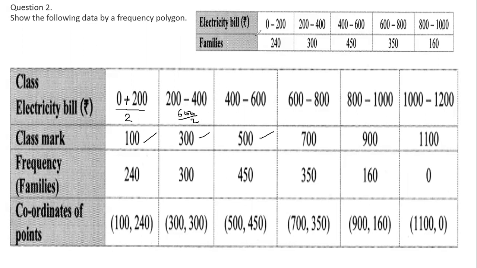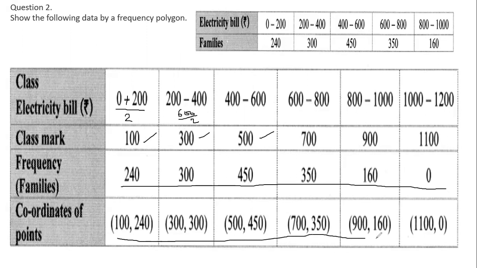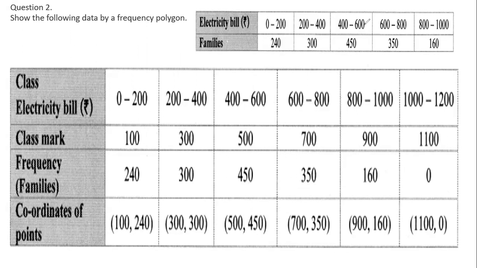Then the frequency, that is the number of families, is given over there. So that is the frequency, and you have to write it down as it is. Now, for the coordinates of the points, you have to write down the class mark and frequency. This you have to represent on graph paper and draw the frequency polygon. So let's see how to draw the frequency polygon of this data.